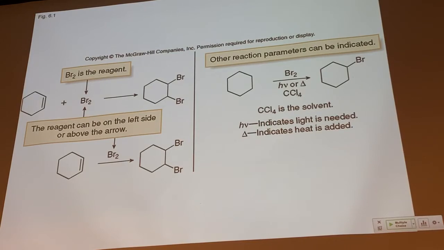And then many times we have inorganic reagents that are reacting with our starting materials. And sometimes those reagents are shown above the arrow. So both of these reactions have bromine. This is the same reaction shown two different ways. But you see that bromine can appear above the arrow as it does here and here. Or sometimes it's shown on the left side. So either way is the same. Question?